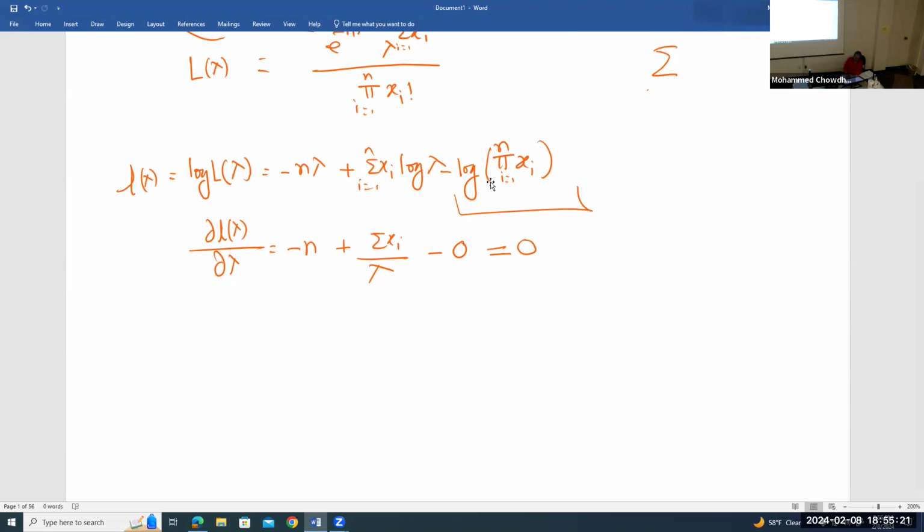So now, first order derivative 0. That means maximum likelihood function means that function for which the function will be maximum. That is why we are finding the value. Now if you solve this, you are getting minus n equal to minus sum of xi over lambda. And then from there, if you want to estimate, sum of xi over n, which is equal to x bar.